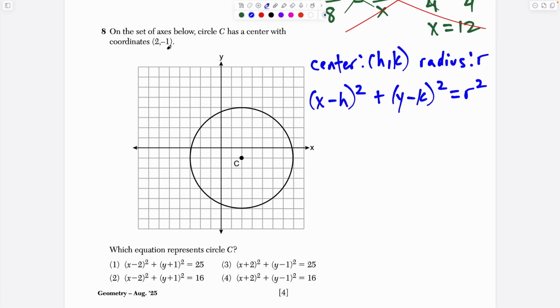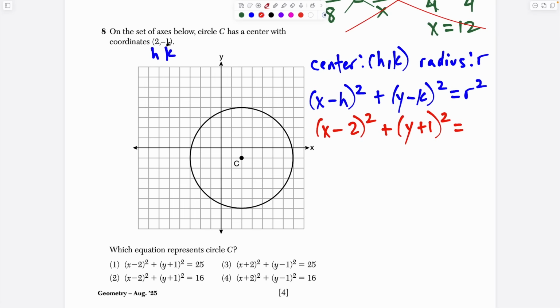So here they told us the coordinates of the center. So they told us the value of h and k. So I could start this off here by saying x minus h, which is 2, and that's being squared, plus, and then we have y minus k, but k is equal to -1. So I could write minus -1, or I could just say +1. And then this is being squared.